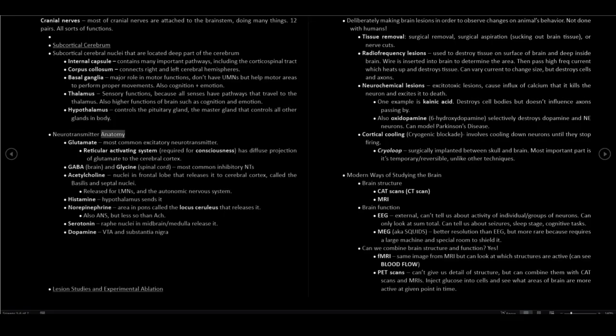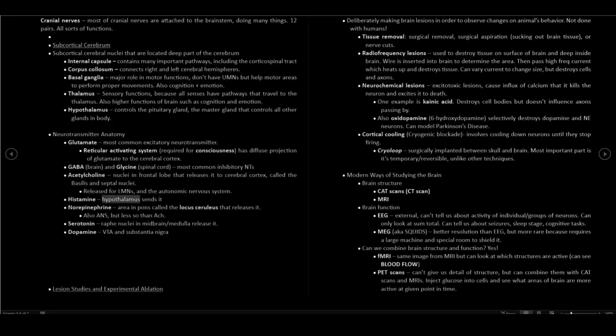Neurotransmitter anatomy. Glutamate is the most common excitatory neurotransmitter. The reticular activating system, required for consciousness, has diffuse projection of glutamate to the cerebral cortex. GABA in the brain and glycine in the spinal cord are the most common inhibitory NTs. Acetylcholine: nuclei in the frontal lobe release it to the cerebral cortex, called the basalis and septal nuclei. It is also released for LMNs and the autonomic nervous system.